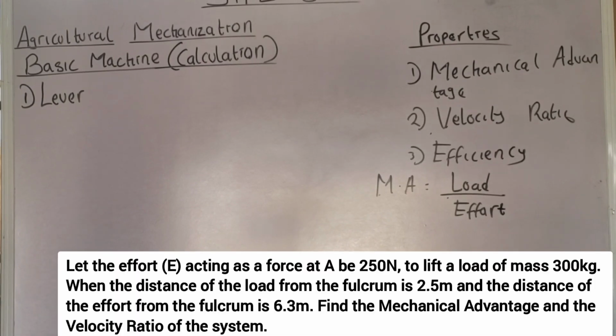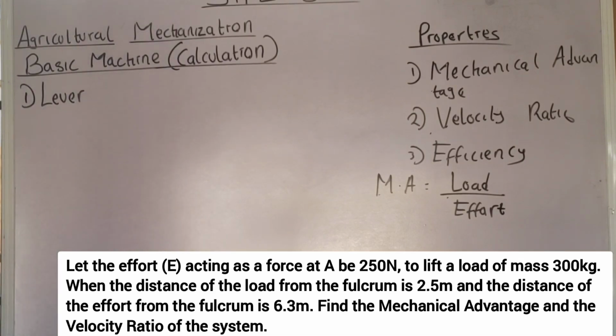Let the effort E acting as a force at A be 250 Newton to lift a load of mass 300 kilogram. When the distance of the load from the fulcrum is 2.5 meter and the distance of the effort from the fulcrum is 6.3 meter, find the mechanical advantage and the velocity ratio of the system. Okay, now let's start. For the sake of clarity, I'm going to draw the diagram so that you can understand.